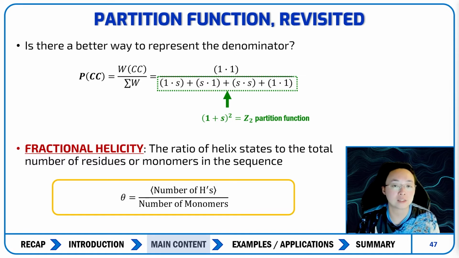Now is a really good time to define fractional helicity. We introduced this before in terms of knowing how many helical and coil states are in a solution so that we know how much has been denatured, and so on. So fractional helicity can now officially be defined as the ratio of helix states to the total number of residues or monomers in the sequence. Keep in mind, it has to be the number of helix states because that is the title, fractional helicity. So we're going to go through an example to try and find the fractional helicity of a dimer.